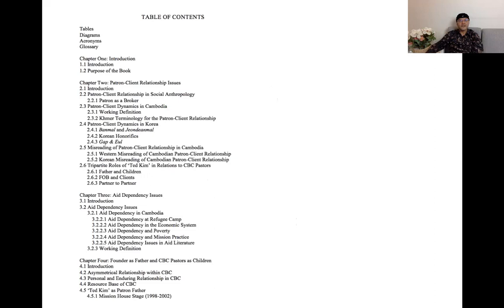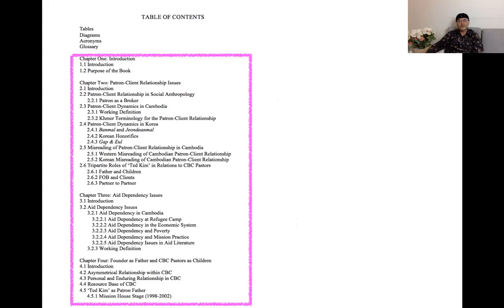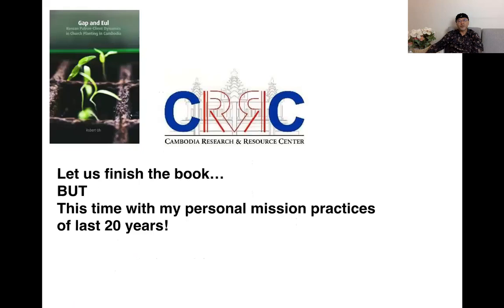Out of the whole book table of contents, we cover chapter four. We are going to finish this book, this time with my personal missional practice of the last 20 years. So what I did in March was talk about the patron-client relationship as Kapener and try to define it. And we talked mainly about church planting, the church planting that CPTI has done. You have indicated that you planted 160 churches.